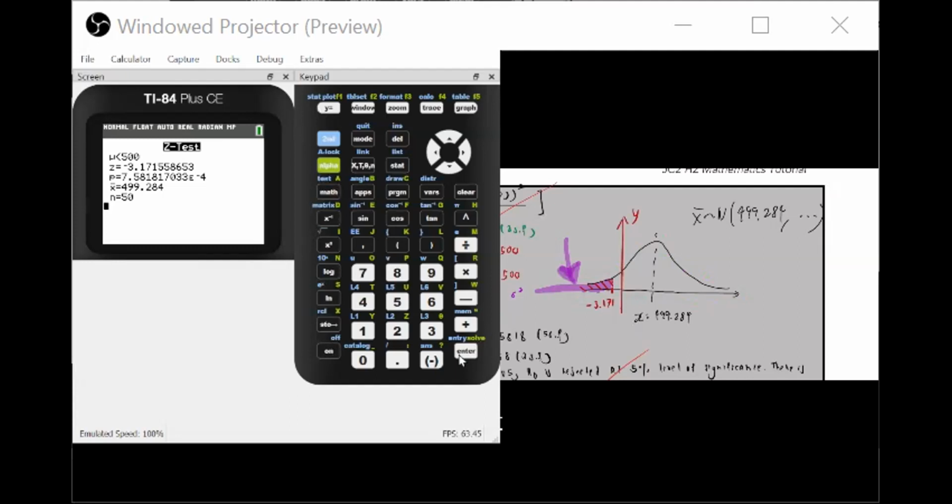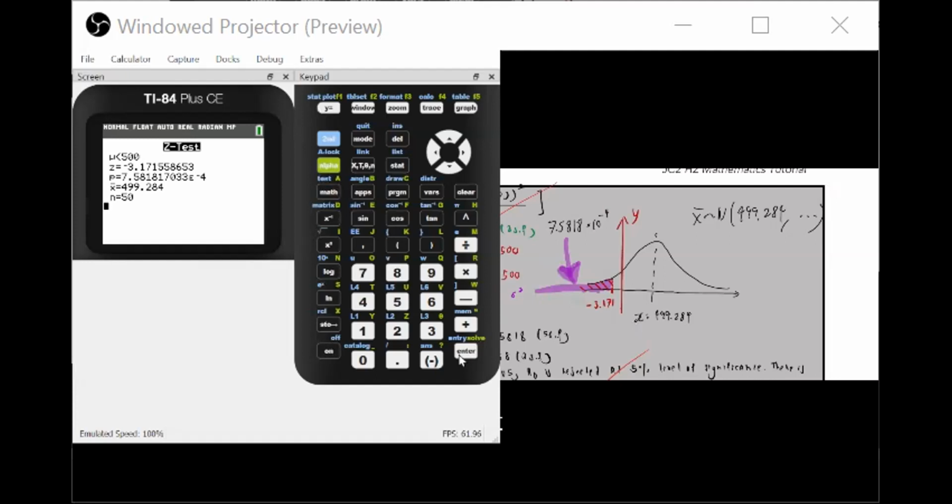7.58. Yes, correct. 7.58 times 10 to the power of -4. It is the p value. That's why I use purple. Purple color, p value, probability value. Does it make sense? So that's your p value.